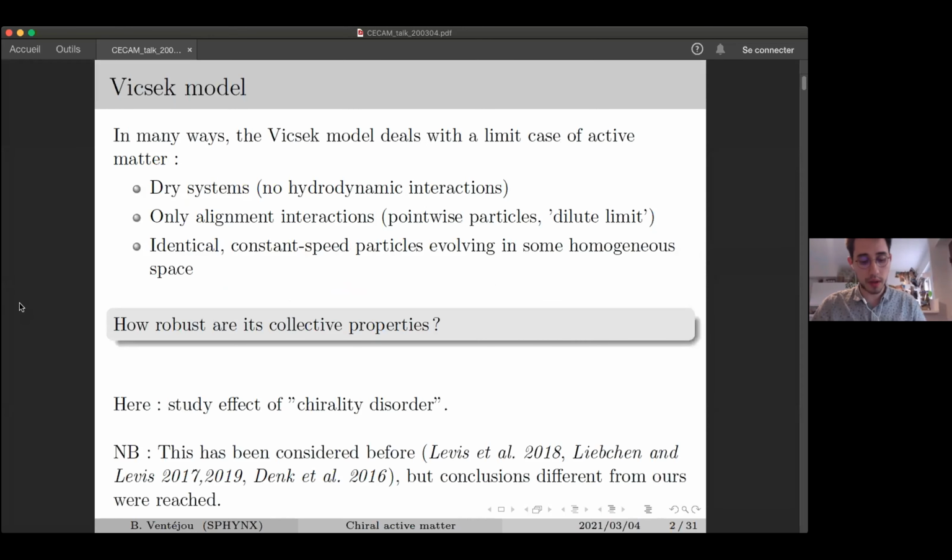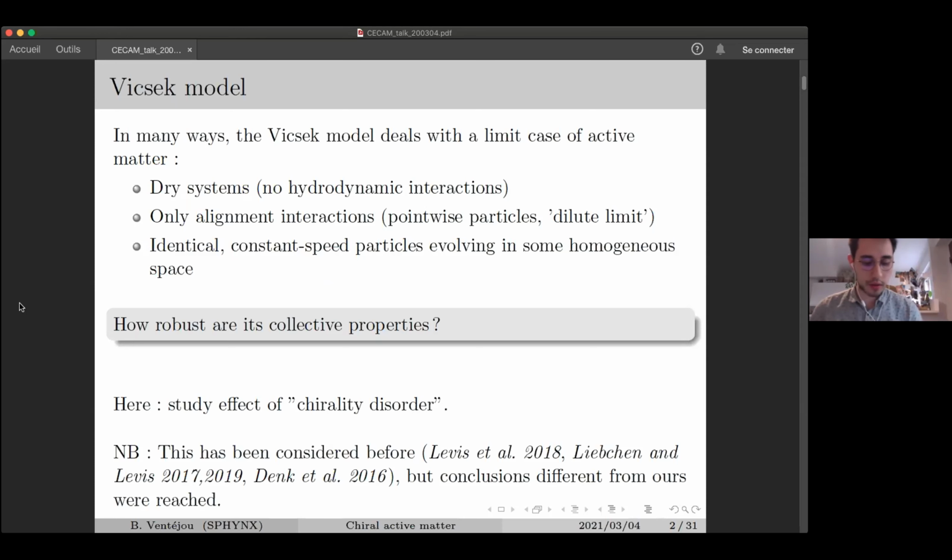The Vicsek model is a good description for a specific kind of active matter. This active matter system needs to be dry. It means that there is no interaction between particles and the surrounding fluid. You need to have only alignment interaction. It means that there is no repulsion between particles. And you need a homogeneous system, so identical particles with constant speed and evolving in a homogeneous space.